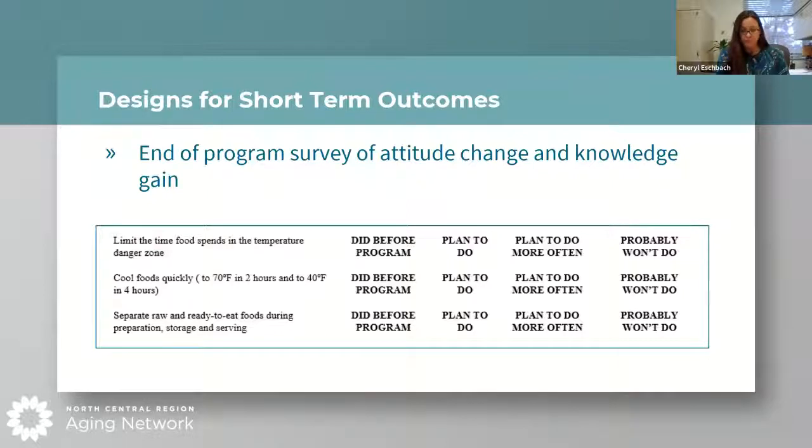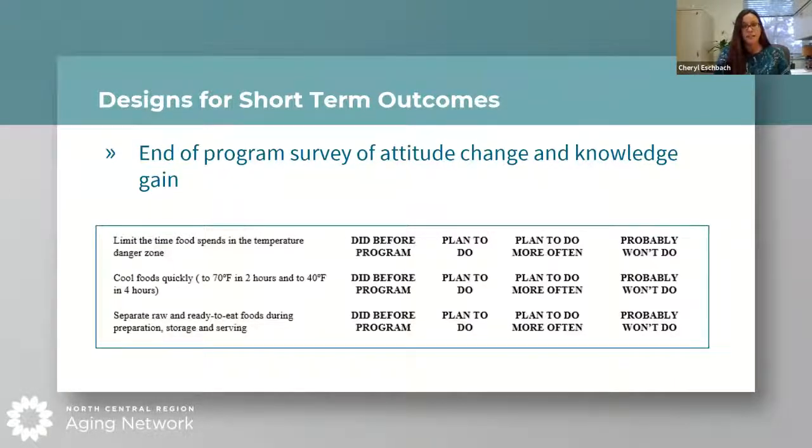It's very straightforward, and it asks about intentions to change. So we ask, circle your response to how often you will practice this food safety technique based on the information you were taught in class. And you can see here the answers are categorical. They're not numeric, they're words.